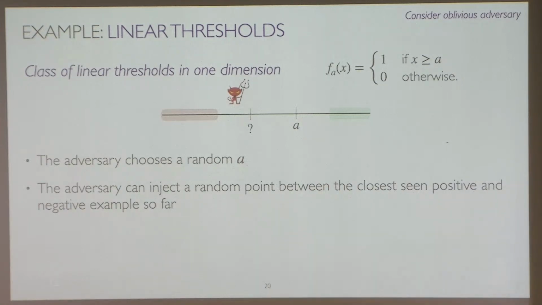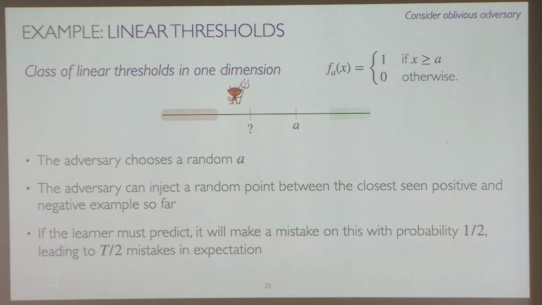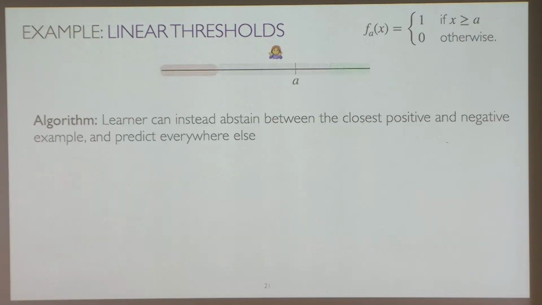And the learner doesn't really know where the decision boundary is, because the A was chosen randomly. So the learner must predict, and it will make a mistake on this with probability half. It won't really know what that label is. And the adversary can keep doing that in a finer grain as it goes on. So this would lead to T/2 mistakes in expectation, because every time the adversary can just keep corrupting the points there.